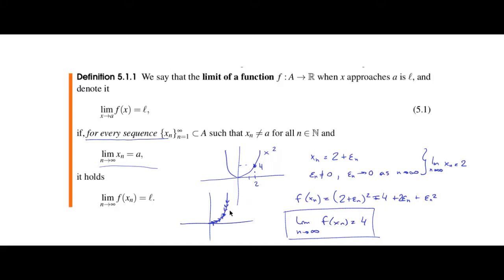But that's not always the case, okay? This is the case because f is a continuous function. But what happens if f is not continuous in that point? So for instance, let's take this function. f of x is (x minus 1) divided by (x squared minus 1), right?